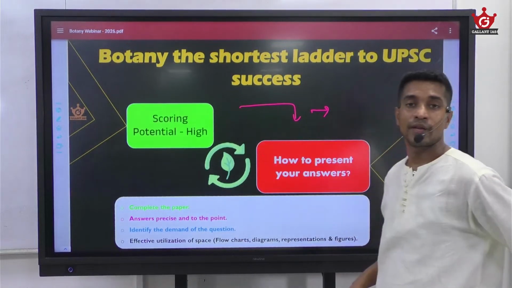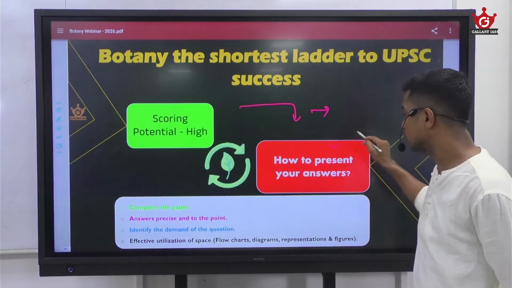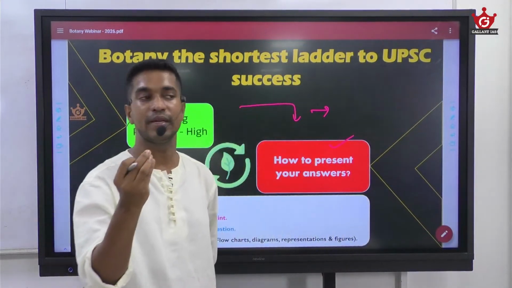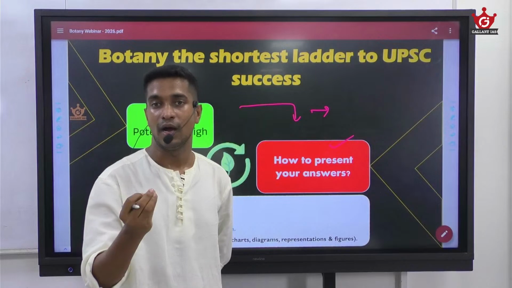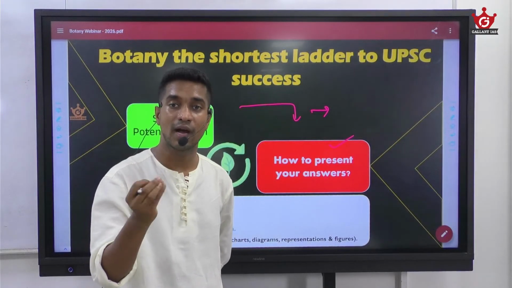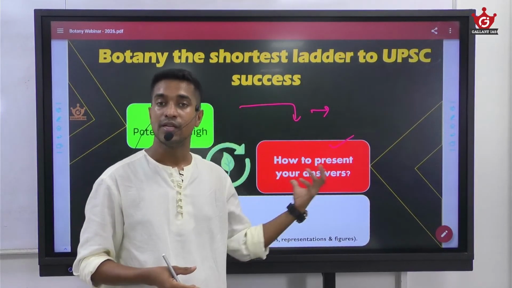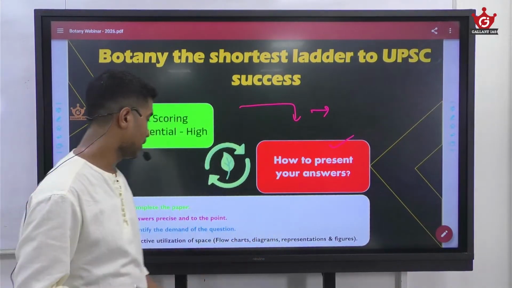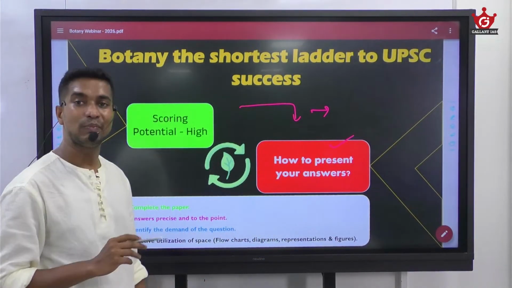Okay, so scoring potential, which is very high, and how to present your answers. This is one of the most important things that you have to notice. If you have taken botany as an optional subject, this is the most important thing: how you present your answer. So this is very much important. So the first thing is to complete the paper.